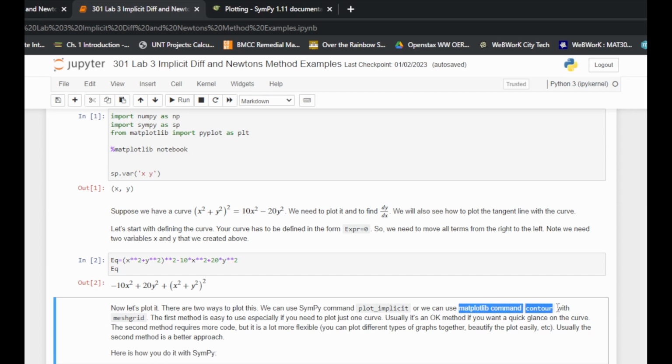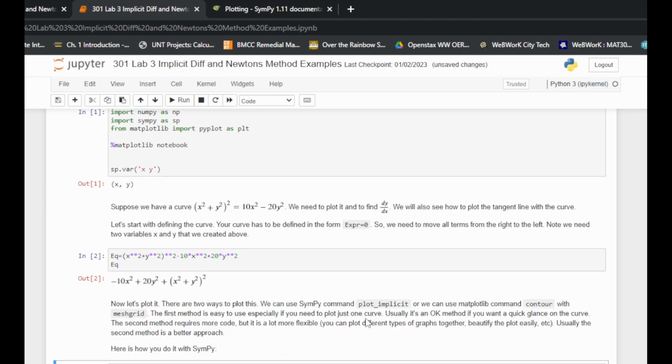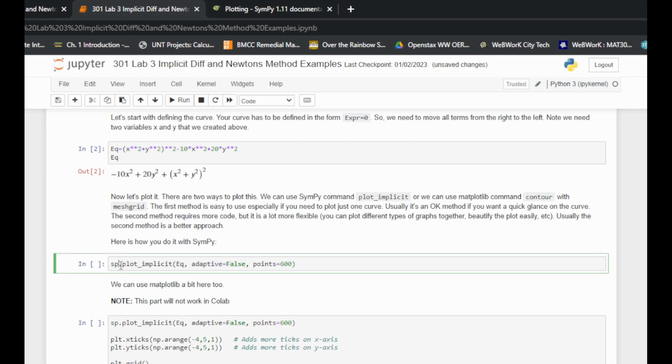The second method is to use Matplotlib command contour and mesh grid. This method is a lot more flexible. However, it requires a bit more code and therefore we would consider it a little bit more difficult method. So first, let's look at first method.